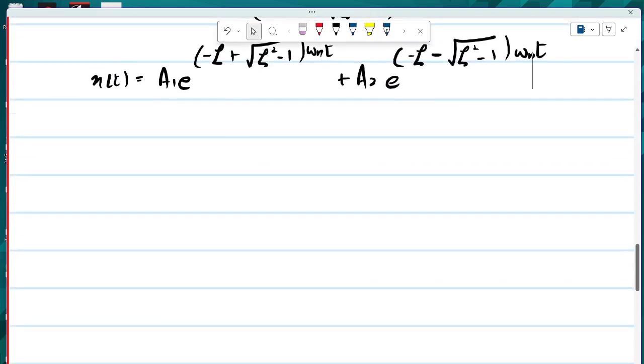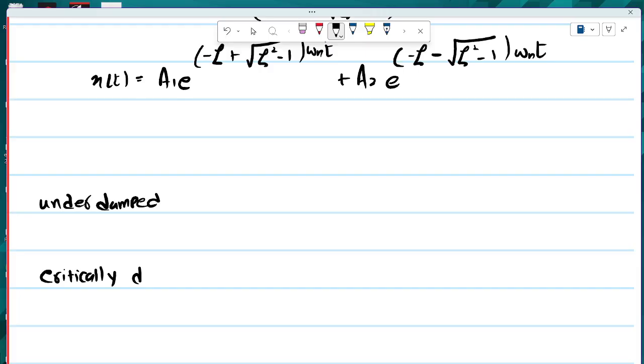So all of these three cases have their own applications and physical intuition. So you can say the physical explanation in the real world. So for the underdamped system, and then we have the critically damped system, and we have the overdamped system.